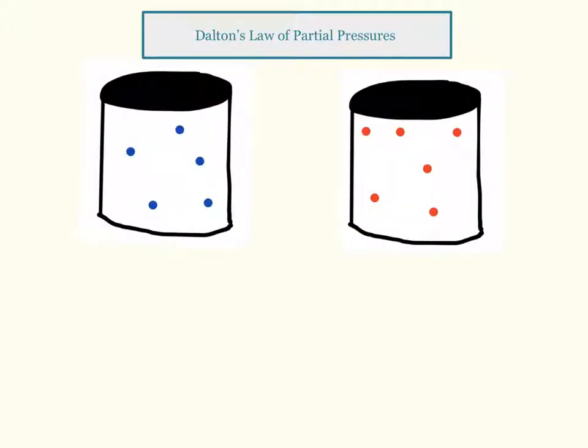We can describe each individual container using the ideal gas law. We'll make the blue dots be situation number 1. So it would have a pressure, volume, a number of moles of gas, with the gas constant at a particular temperature.